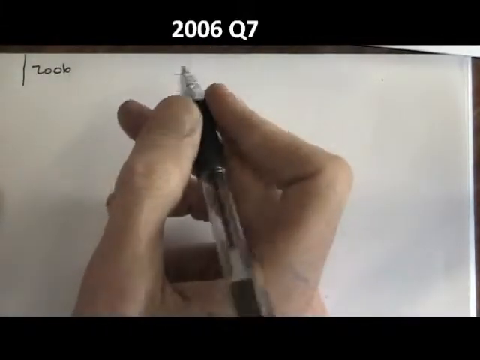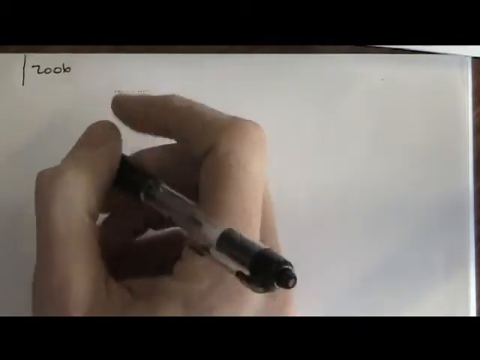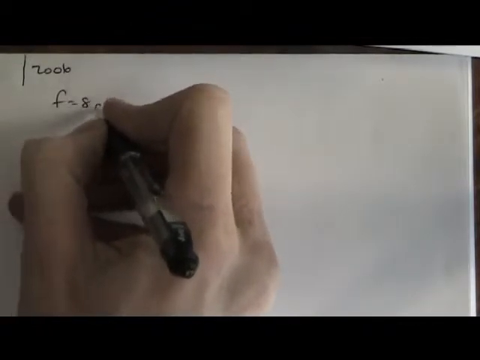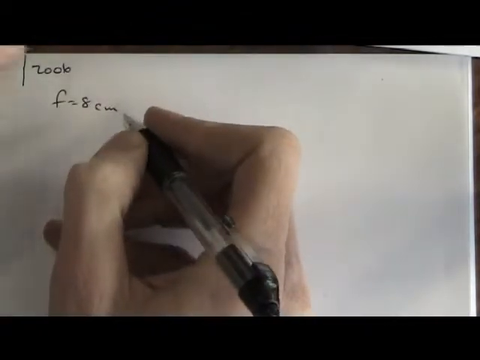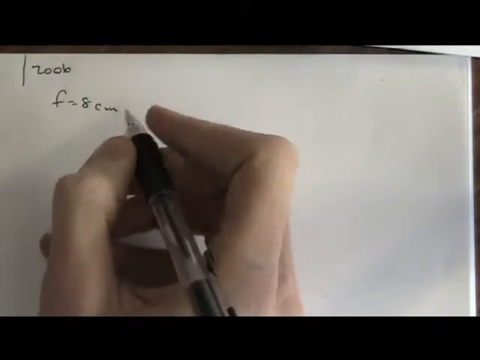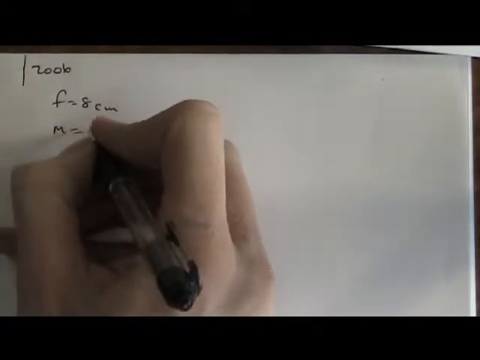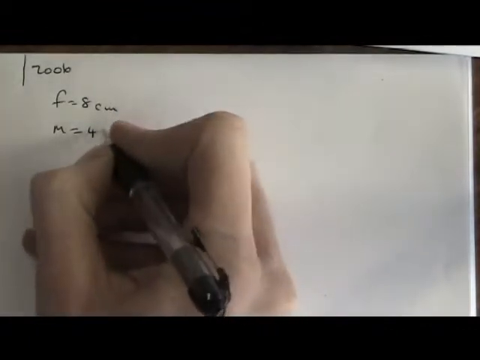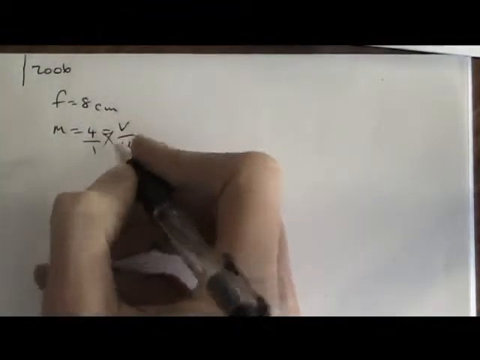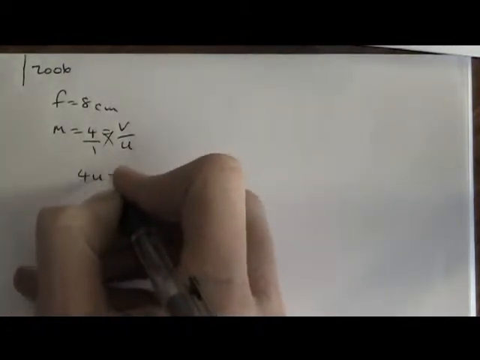Okay, 2006, question 7. A convergent lens has a focal length of 8 centimeters. So focal length equals 8 centimeters. Determine the two positions that an object can be placed to produce an image that's 4 times the size of the object. So the magnification then is equal to 4. Magnification is equal to V over U. So 4 over 1. Cross multiply gives you 4U is equal to V.